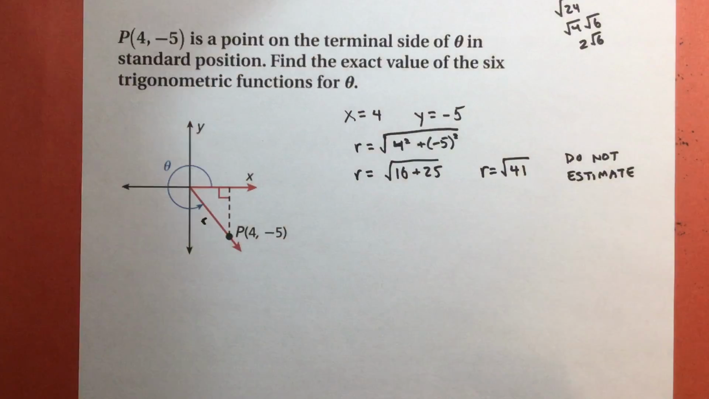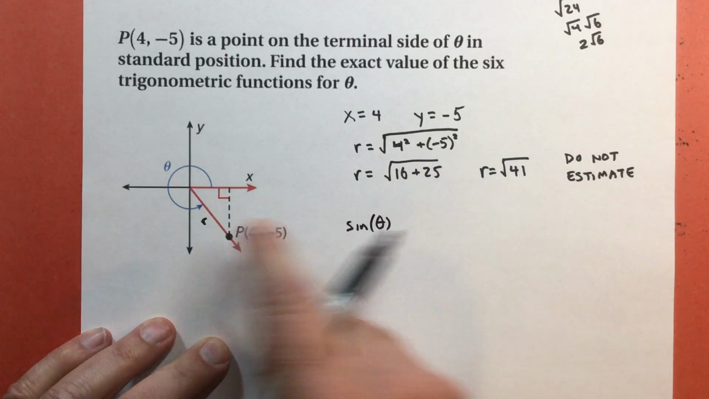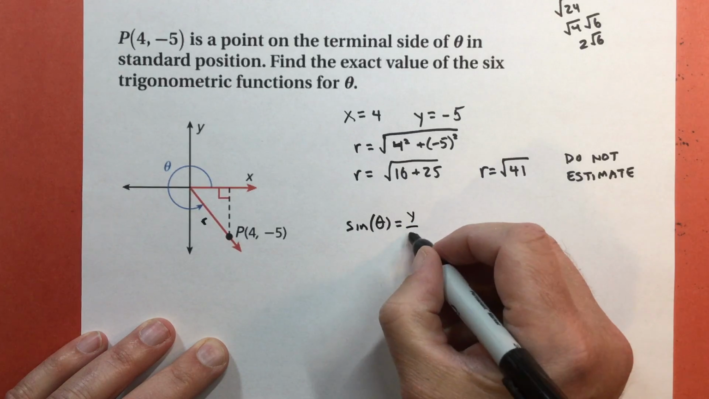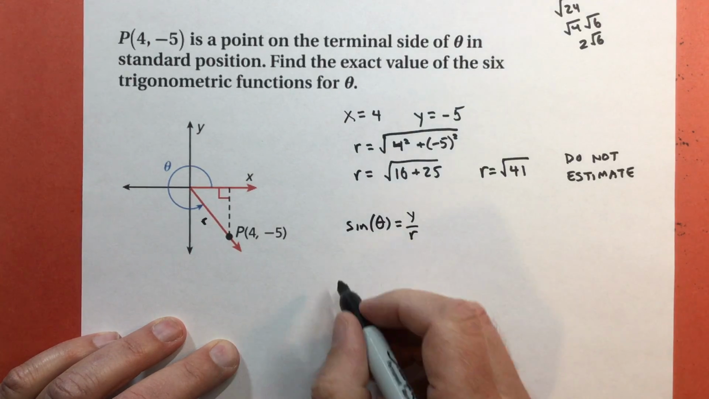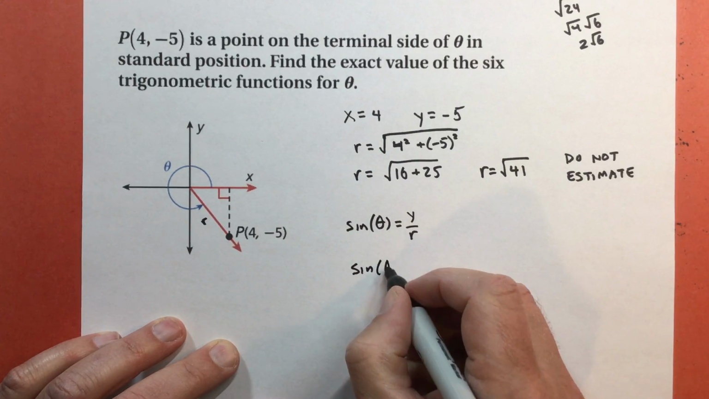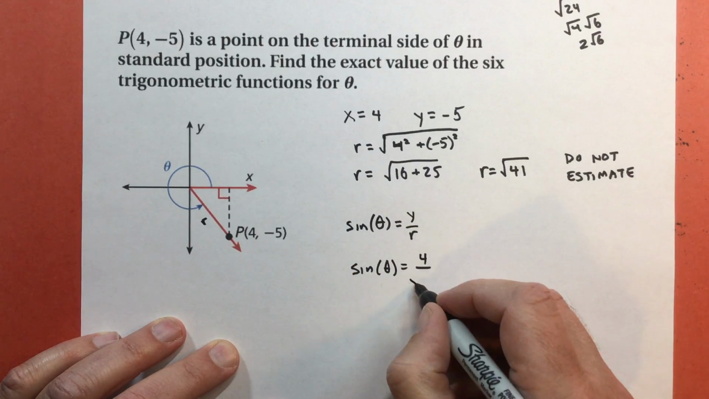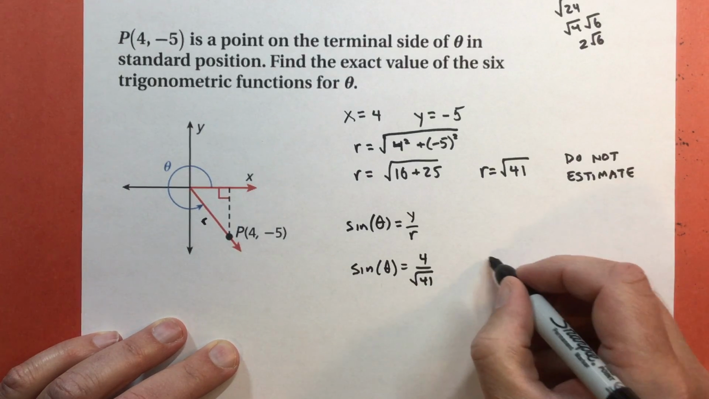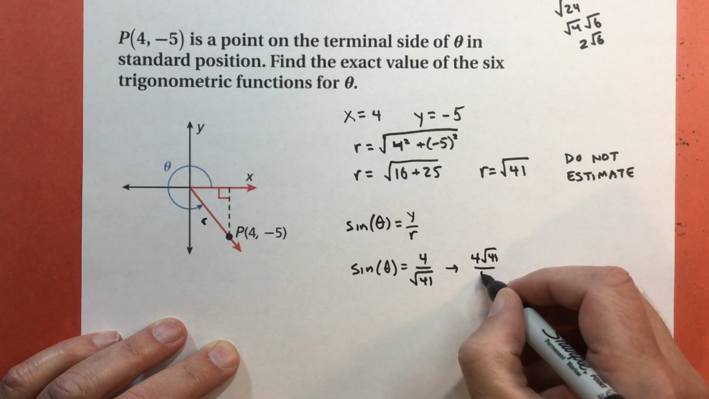Sine is y over r. So sine of theta, and that's my angle of rotation here, is going to be the y over the r. I'll rewrite what's on the other sheet so when you look at just these papers you can see it. Using the y and the r that I have, my y is 4 and my r is the square root of 41. Now if you're paying attention, you'll know that I can't leave it that way. I have to rationalize it. This is going to end up being 4 times the square root of 41 over 41.